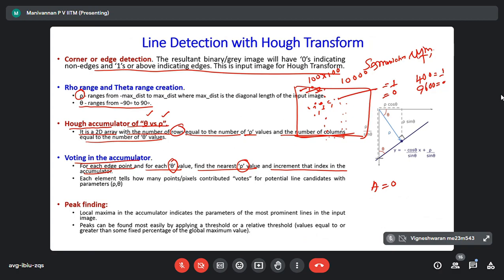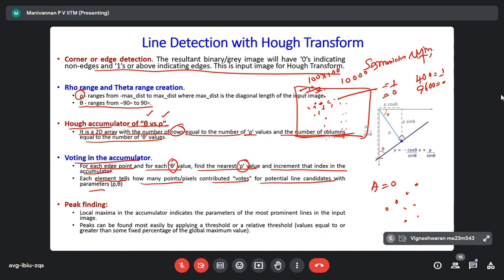Voting first. Your next question is which ones to connect. How do you know which is a neighboring point? What you will see is, for each edge point, find the nearest rho value and increment the index for that particular value in the accumulator. Then each element tells how many pixels contributed to voting for a potential line candidate, that is, whether there are edge points like this.